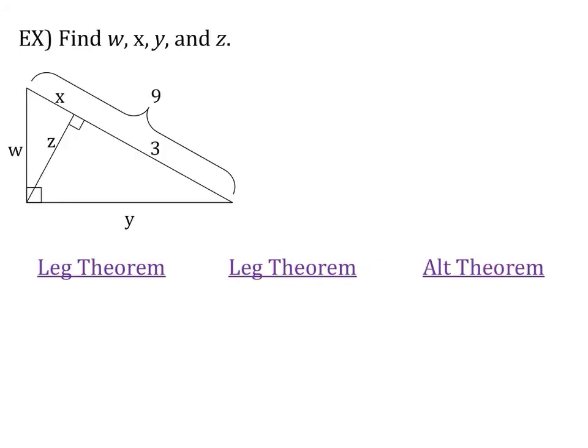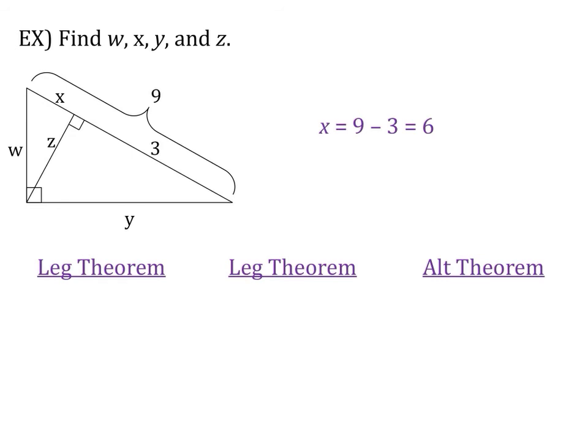Alright, so let's consider all of our theorems for finding the values of w, x, y, and z. Let's start by finding the value of x, because it's probably the simplest and doesn't require a theorem. x is the segment that our altitude divides our hypotenuse into. We know one part of our hypotenuse is 3, and we know that the whole hypotenuse is 9, so we can simply subtract 3 from 9 to get x. So the result is x equals 6. Now let's take a look at finding the remainder of our values.